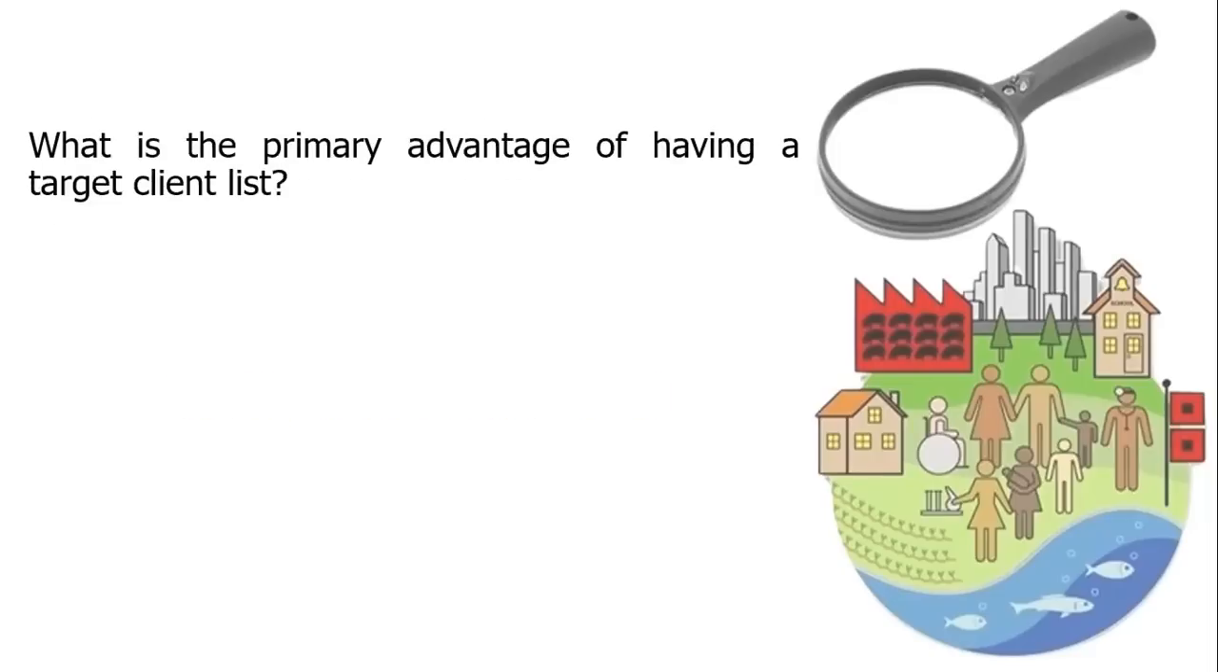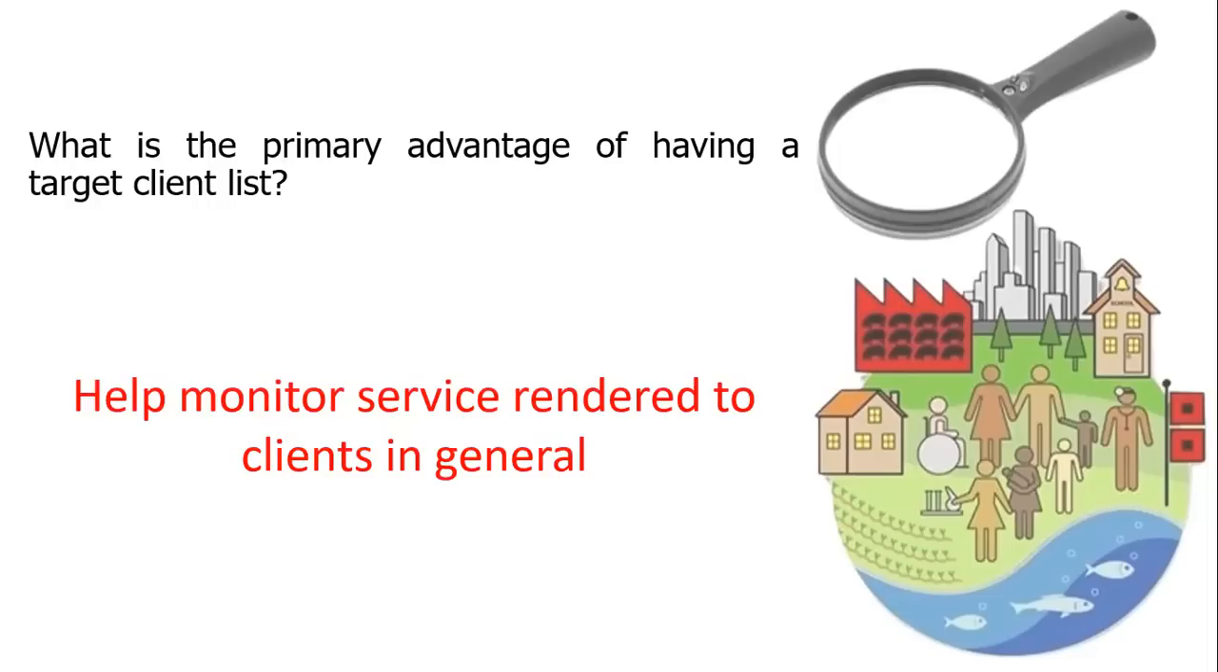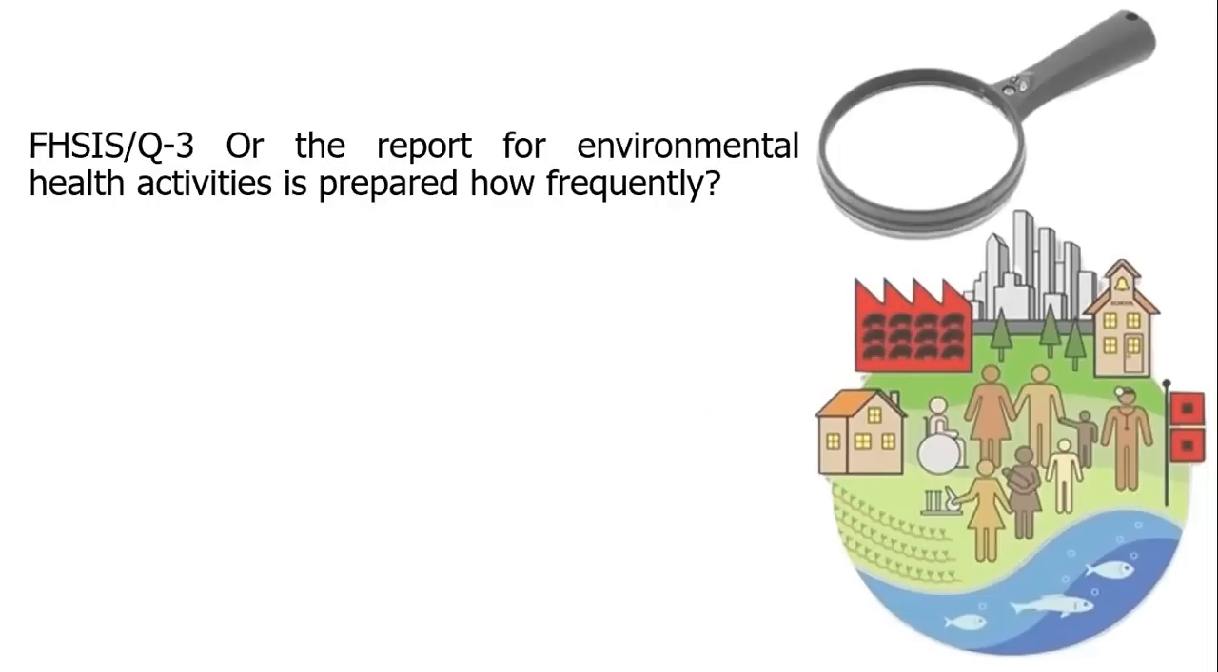Then, what is the primary advantage of having a target client list? Help monitor service rendered to client in general. In FHSIS, the QT or the report form on environmental health activities is prepared how frequently? Quarterly. Di ba yun na? O Q3, quarterly.